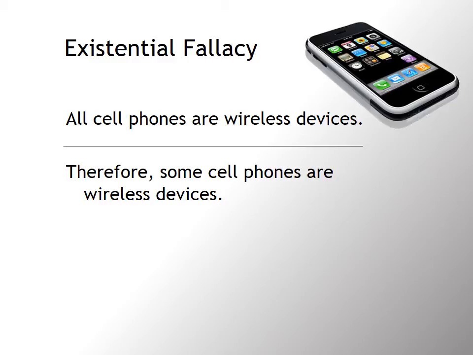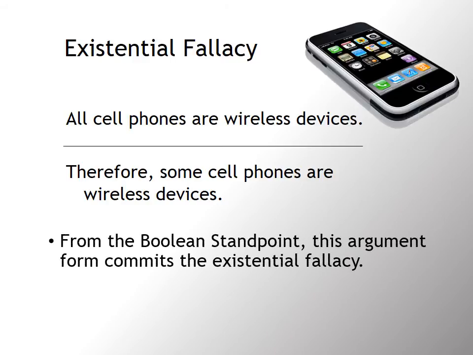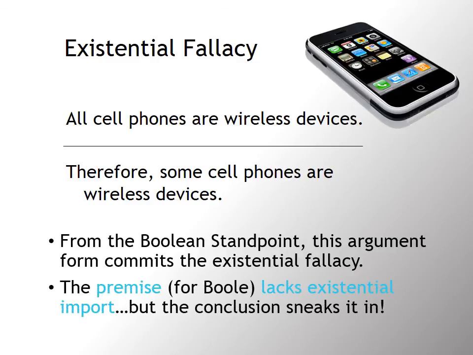Consider this argument. All cell phones are wireless devices, therefore some cell phones are wireless devices. Well, that seems like a good inference, but only based on the claim that we know cell phones actually do exist. So from the Boolean standpoint, this argument would commit the existential fallacy. This is a form of argument, the move from A's to I's, that he does not accept because he's willing to permit empty subclasses. So for Boole, the premise lacks existential import, but the conclusion snuck it in.